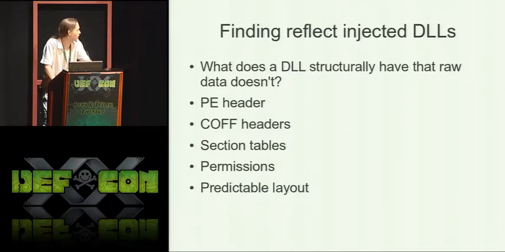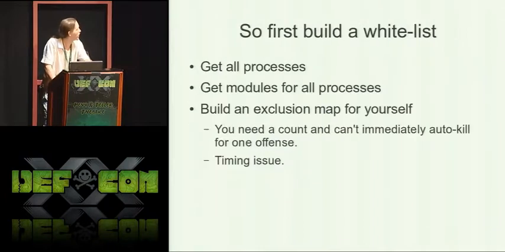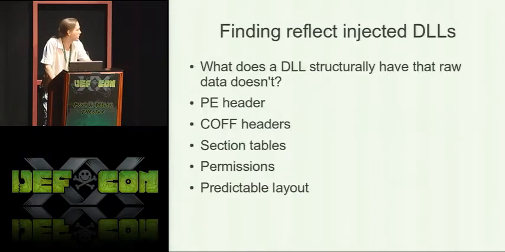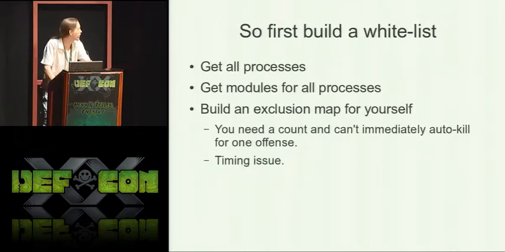Then you've got permissions. You're looking for anything executable that's not already inside of a DLL, which shouldn't happen, but some things use it. Java uses it. Flash uses it. But they're just bad ideas to begin with. Then we've got the predictable layout, and that predictable layout is speaking of where allocations happen in memory.